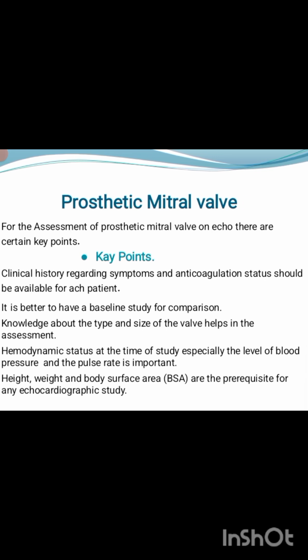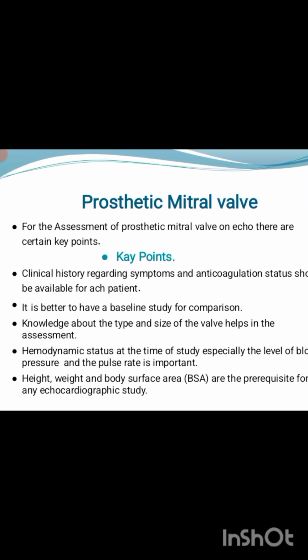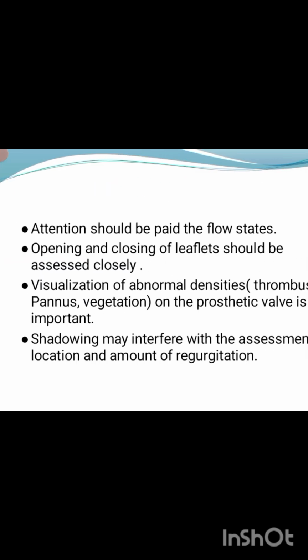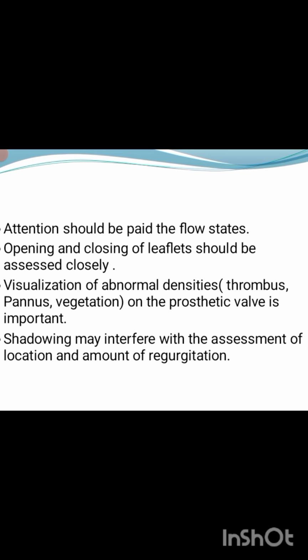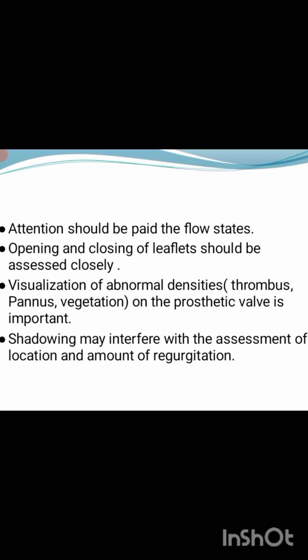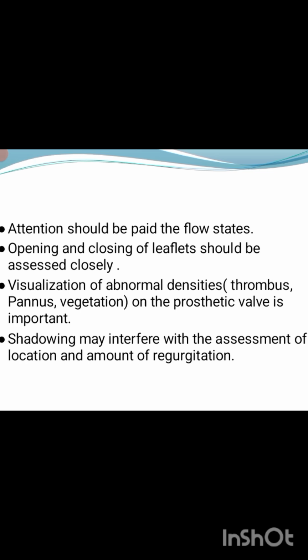Height, weight, and body surface area are the prerequisites for any echocardiography study. Attention should be paid to the prosthesis: the opening and closing of the leaflets should be assessed closely. Visualization of abnormal densities like thrombus and vegetation on the prosthetic valve is important. Shadowing may interfere with assessment of the location and amount of regurgitation.